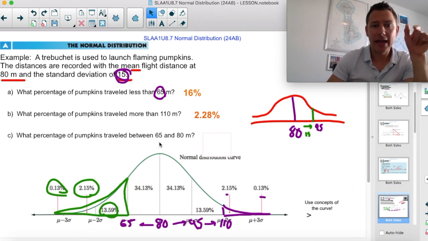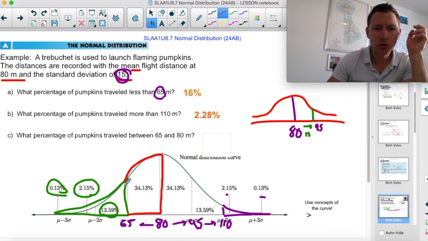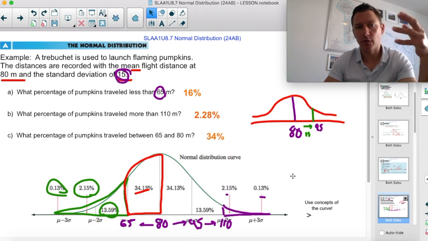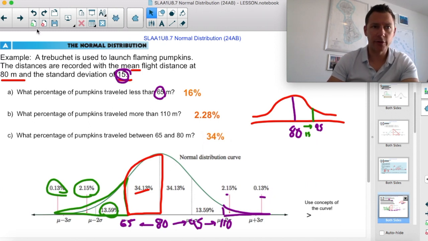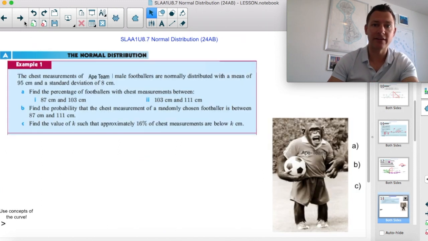And then between 60 and 80, between those two, 65 and 80 would be right here. So 34%. Boom. Cool. So at first, we can use the principles of the curve to see this happening, and we need to be able to visualize it like that to make the rest of it make sense.